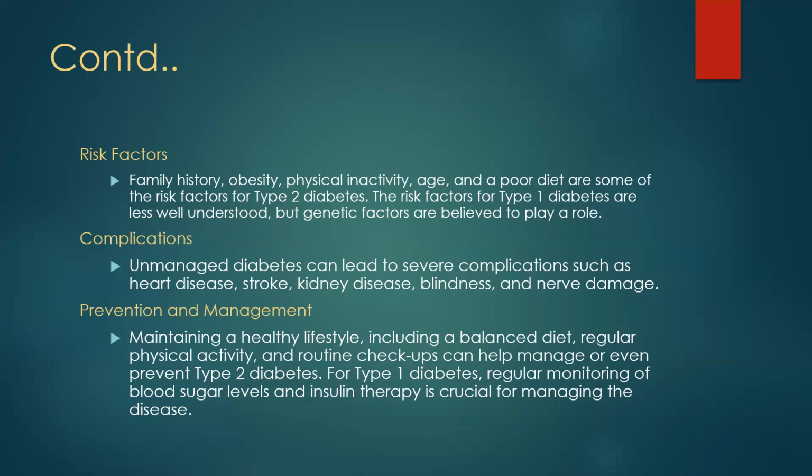Prevention and management. So you can do prevention, you can do management. So these are two policy levers. Maintaining a healthy lifestyle, including a balanced diet, regular physical activity, and routine checkups can help manage or even prevent type 2 diabetes. There is a term which a paper actually talks about, and only there I found it: reversal of diabetes. Reversal of diabetes is not possible as such, but remission of diabetes is possible with medicine and all.